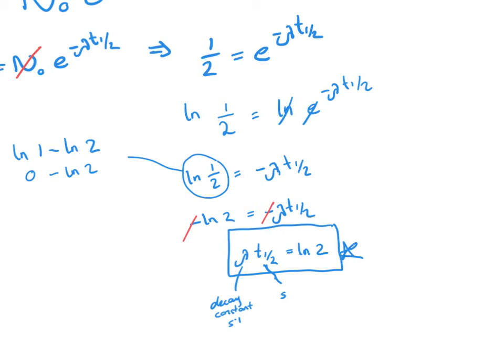So the biggest thing that you can gather from this equation is that the decay constant and half-life are inversely proportional to each other. And they depend on each other as well. So the half-life depends on the decay constant, the probability per unit time for something to decay.